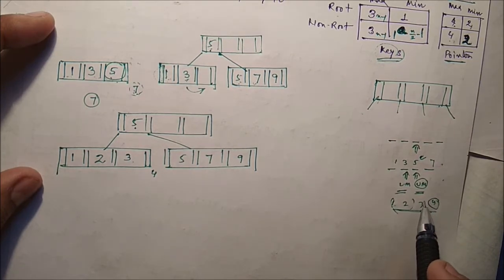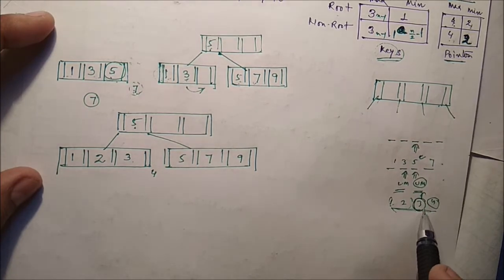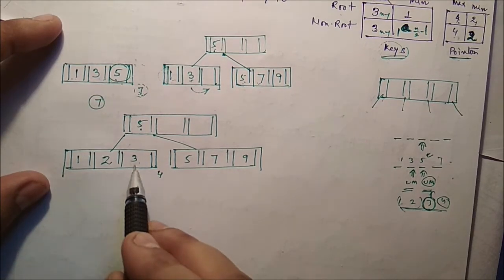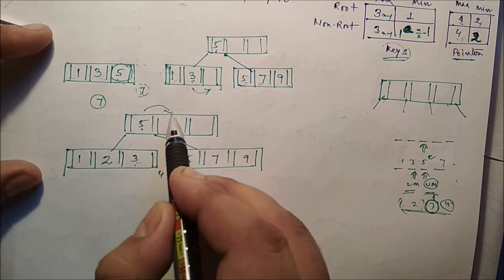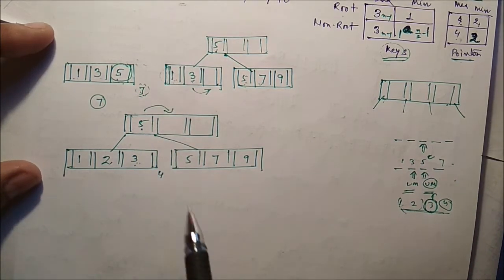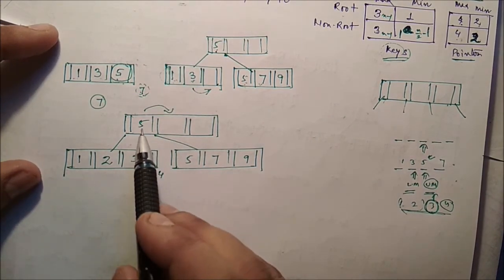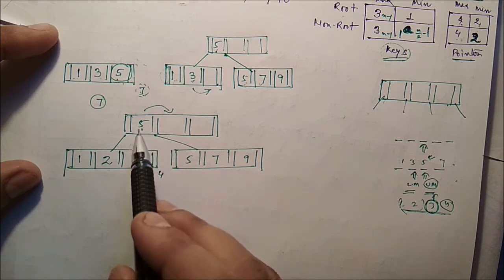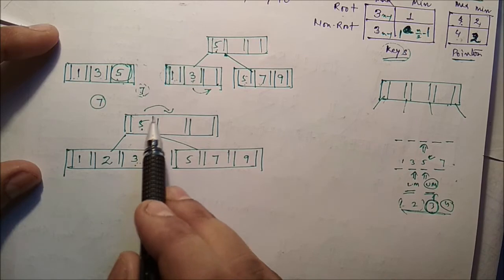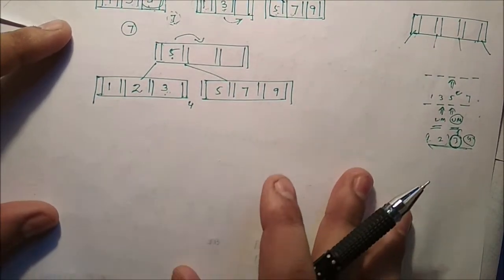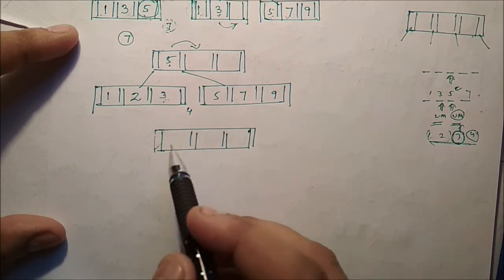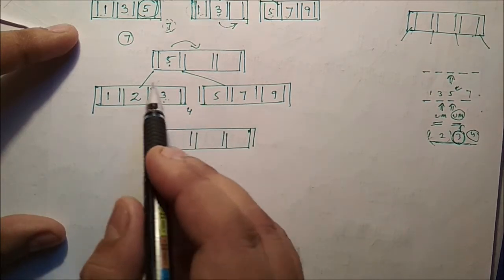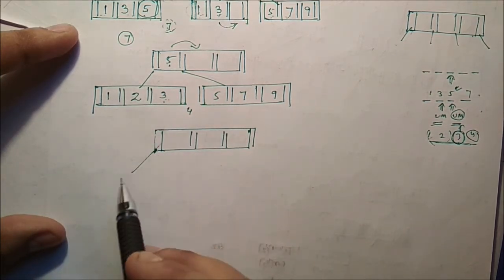And 3 will be the root. This is our upper median, so 3 will be the root. Now if you move upward, we have to shift this 5 into this particular part. If you move 3 upper, 3 is less than 5, so 3 must be here and 5 must be here. So you have to shift 5 to this particular place. So we have to split this particular node into 2 nodes.